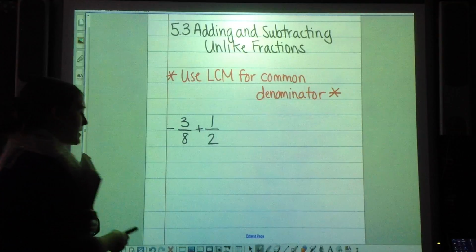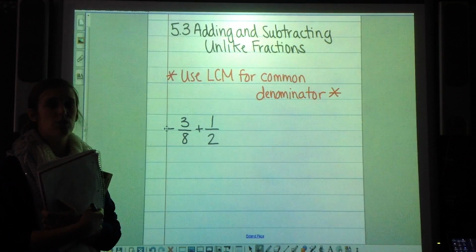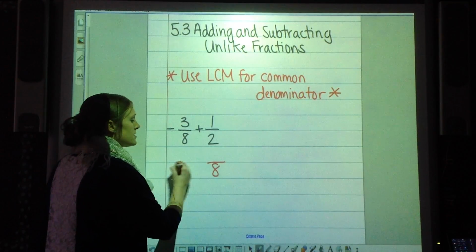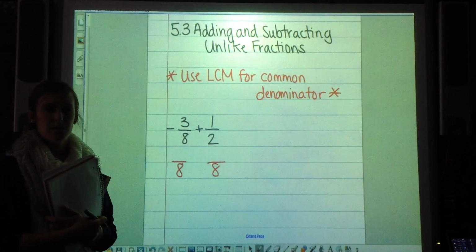Now I have to decide on my common denominator. The least common multiple between 8 and 2 is 8. I'm going to use 8. You can use other things such as 16 in this problem, but you're going to have to reduce at the end, so it's going to be more work.